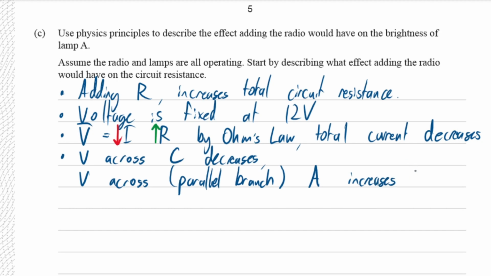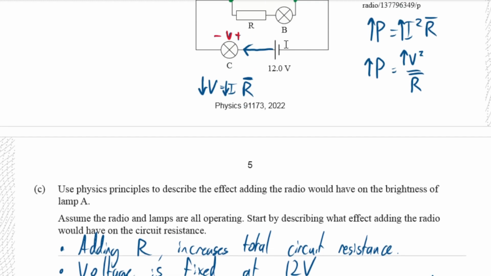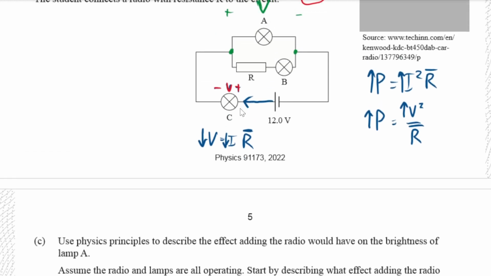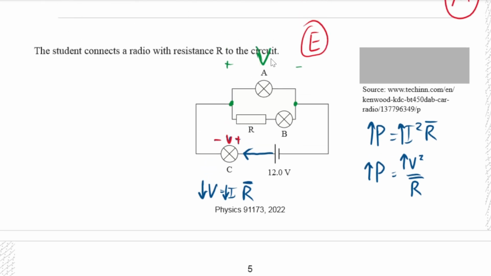And the reason for that is by Kirchhoff's voltage law, KVL, which just says the voltage around the circuit must add up to, like in this case, 12, right, supplied by the battery. So we lost some across C, which means we need to add some across the parallel branch.